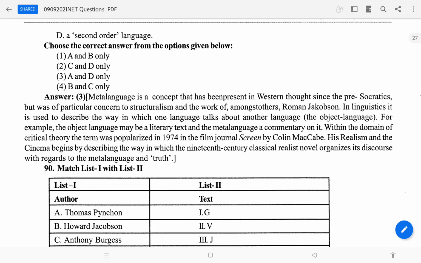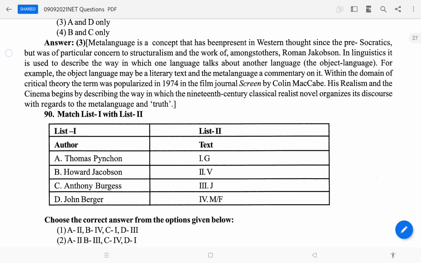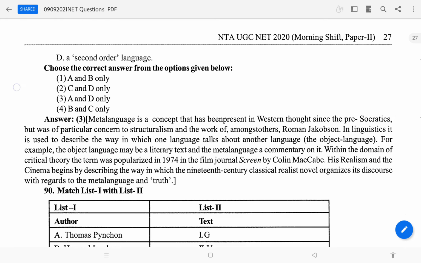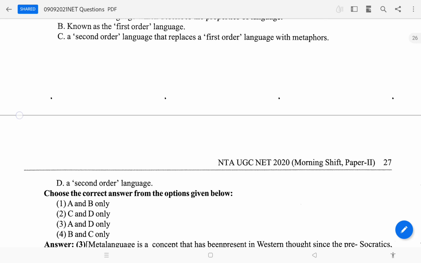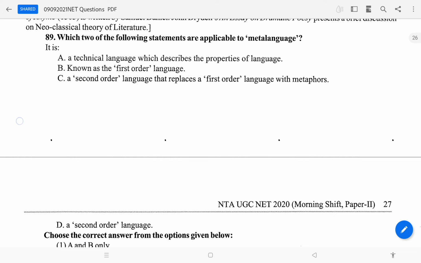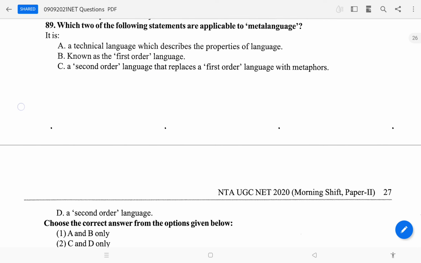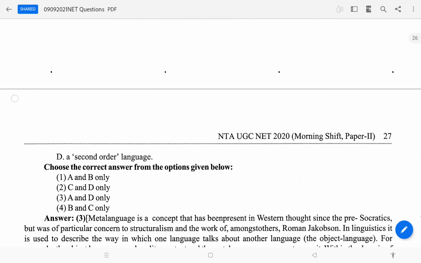So his realism and the cinema begins by describing the way in which the 19th century classical realist novelist and novel organized its discourse with regard to the meta language and truth. So this is called meta language. Meta language means a second order language which does commentary on the object language, and a technical language which describes the properties of language. It is called meta language.